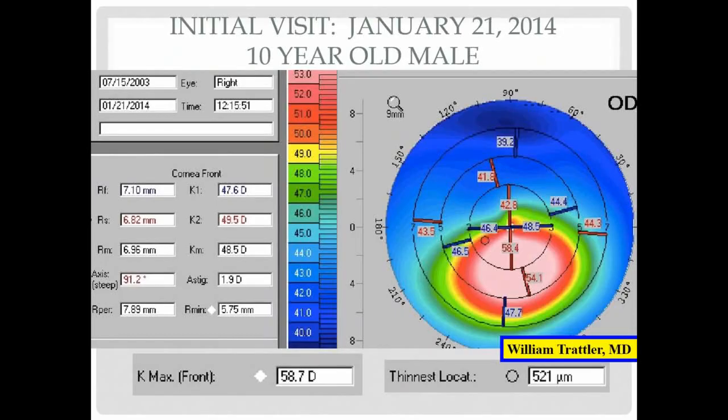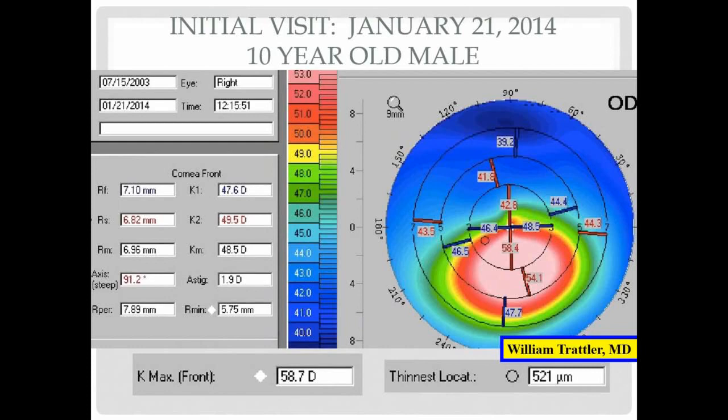Now, I thought I'd start off with a very nice young patient, a 10-year-old male, who came in to see me in January 2014 for a possibility of crosslinking. We talked about it with the family, and they were very excited to move forward with crosslinking. But obviously it was January 21st, and he was in school, so they decided that they would wait for spring break, which is in March. And we talked about the risk for progression.